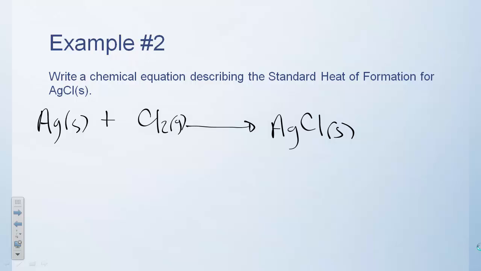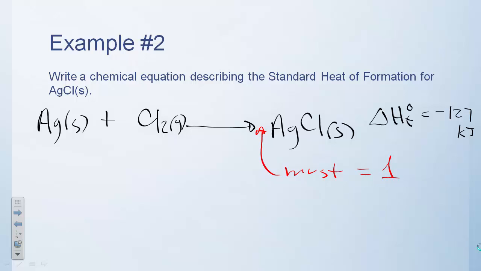All right. We have to balance the equation, remembering that the coefficient on the product side, in this case, must equal 1. This is very important, because when you look up the value in the book, and it tells you that the standard enthalpy of formation for this compound, delta HF naught, is minus 127 kilojoules, what they mean is minus 127 kilojoules per each mole of silver chloride that you form.